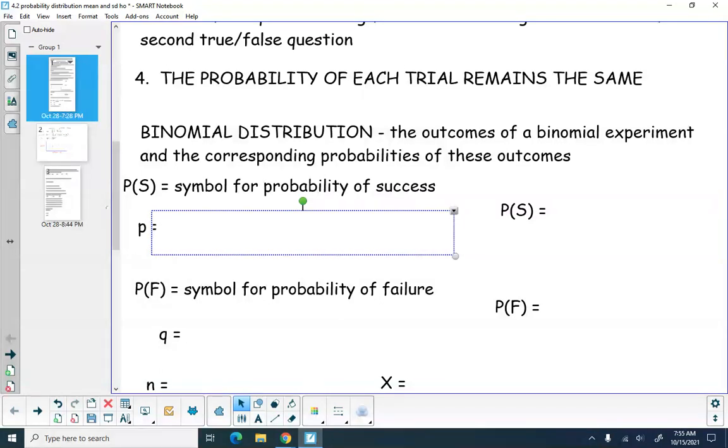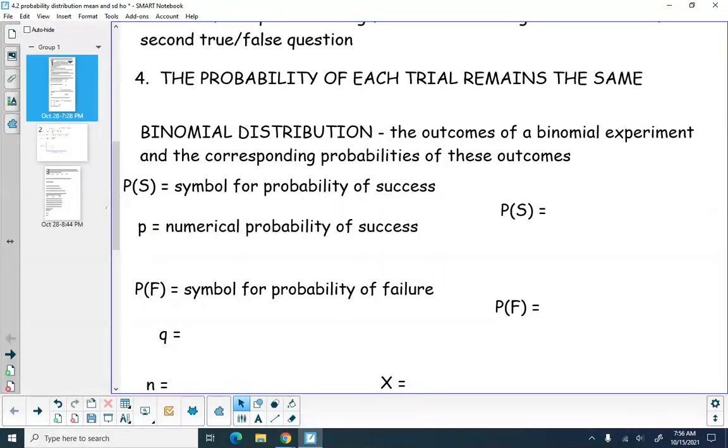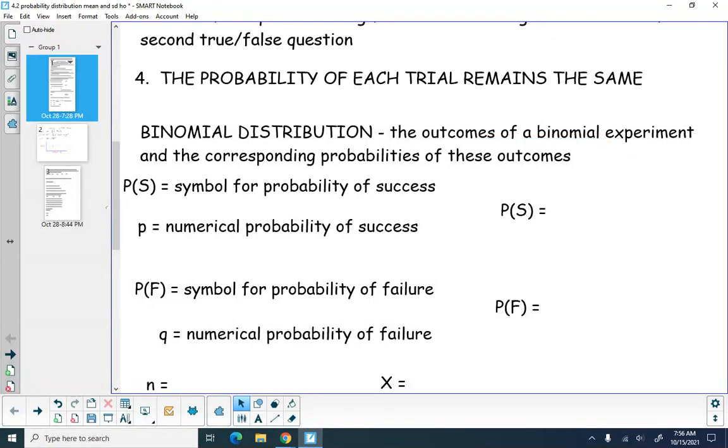Little p is your probability for success, and little q is your probability for failure. So p is your numerical value for success. What's the probability for success? q is the probability for failure.